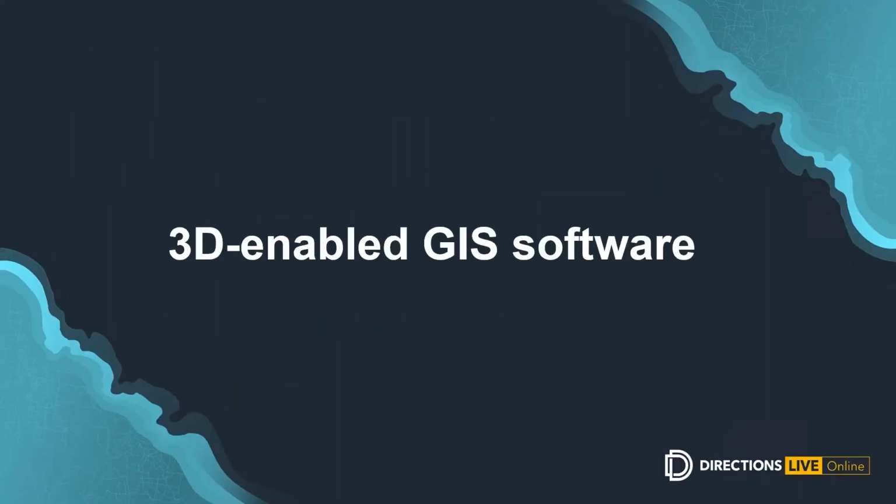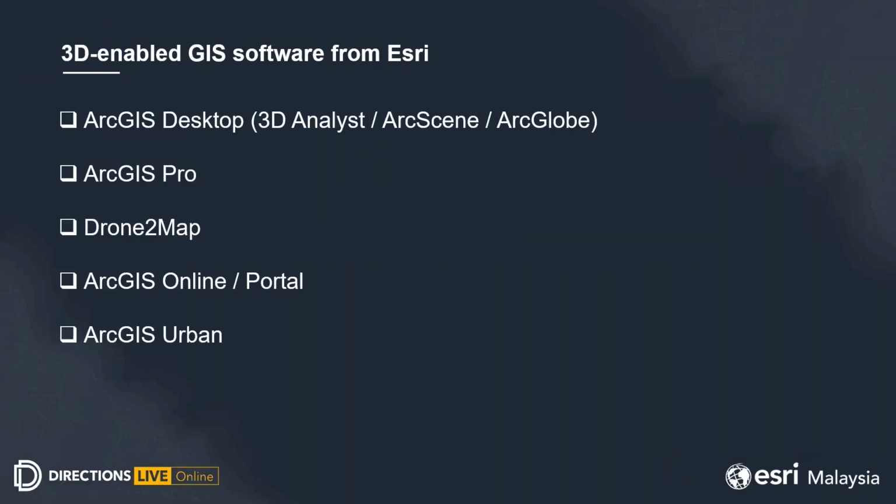So we will start with 3D-enabled GIS software, and I will review what products and software packages can actually be used to create 3D GIS data within the ArcGIS platform. First of all is ArcGIS Desktop, specifically ArcMap, which has been around for more than 20 years, I think. Basically, the software is not capable of creating and viewing 3D data, as it is actually a two-dimensional mapping tool.